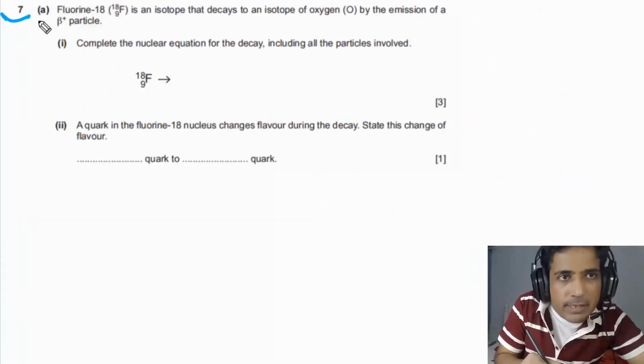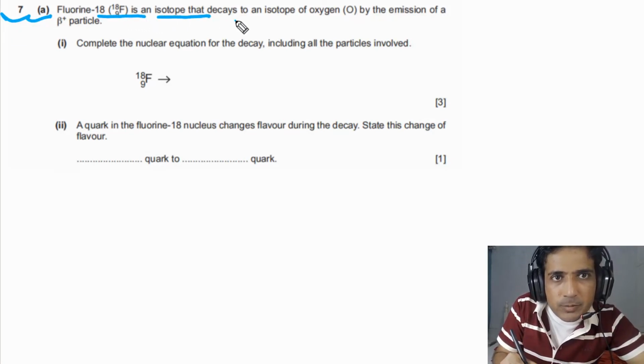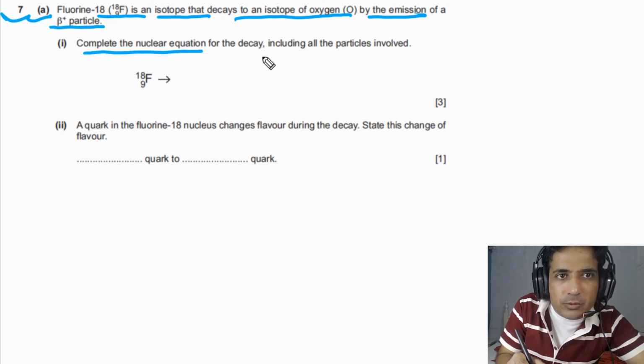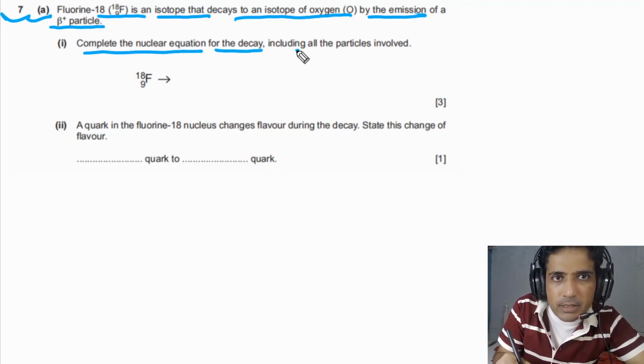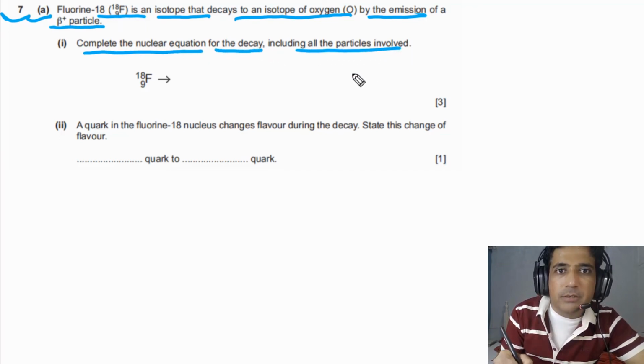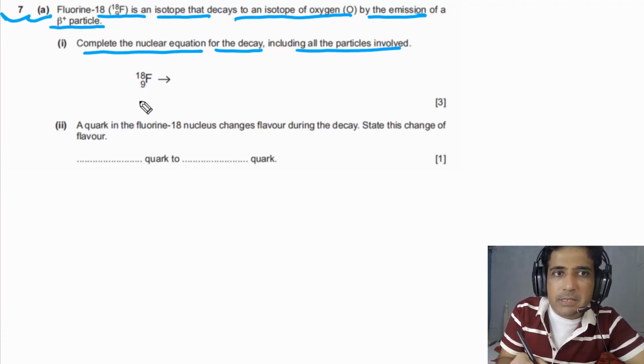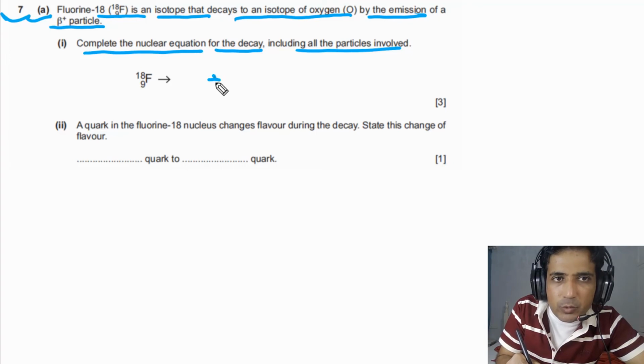For question number 7, part A, it is given to us that fluorine-18 is an isotope that decays to an isotope of oxygen by the emission of a beta plus particle. We need to complete this nuclear equation for the decay, including all the particles involved. So the first thing we need to understand is that this is beta plus decay. So simply you can write here, this is beta plus. The charge on the beta particle is +1 and the mass number is equal to 0.